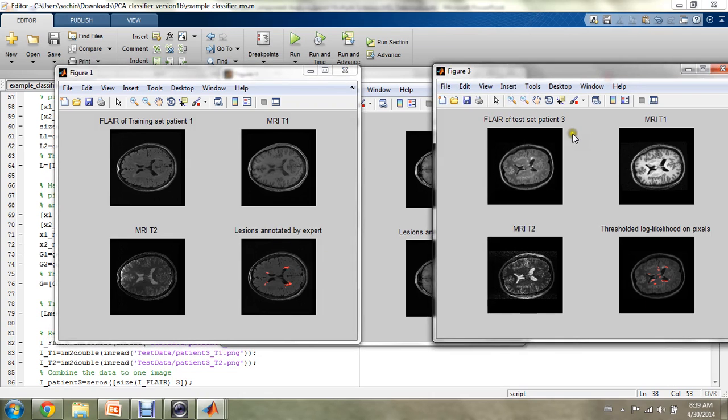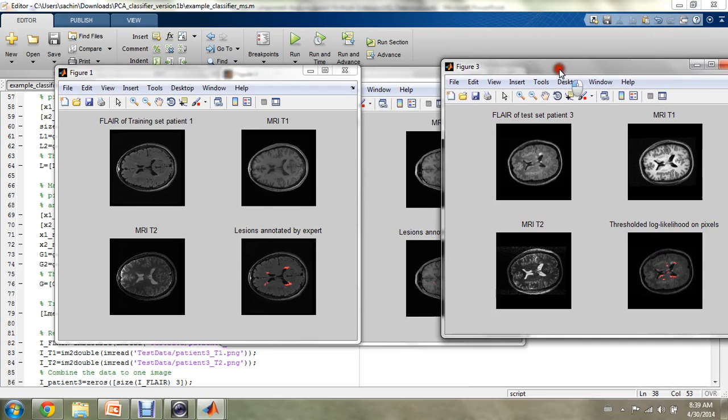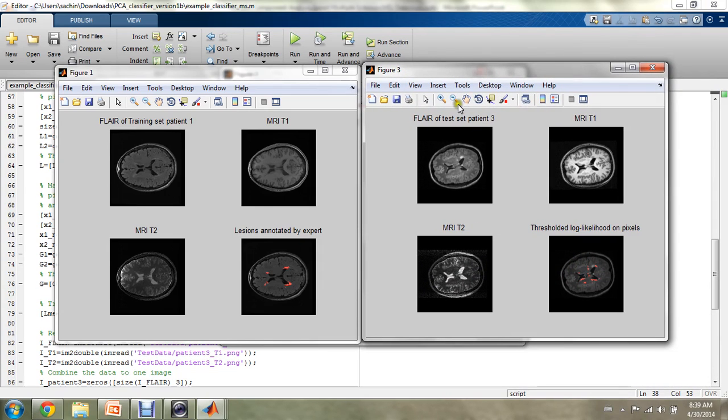Coming to figure 3, this is basically the output of our code. As you can see, MRI T1 is bias field corrected. It looks much brighter. After the phases are applied, MRI T1 and T2 look much brighter. The edges are sharper. And comparing the threshold log likelihood on pixels, this perfectly helps us classify multiple sclerosis. It helps detect the multiple sclerosis and the lesions. And if you can see, pretty much all the data classified by the expert and the MS classified by the automated technique are almost the same, and they work perfectly well.